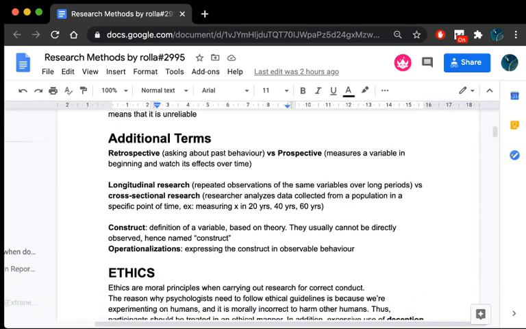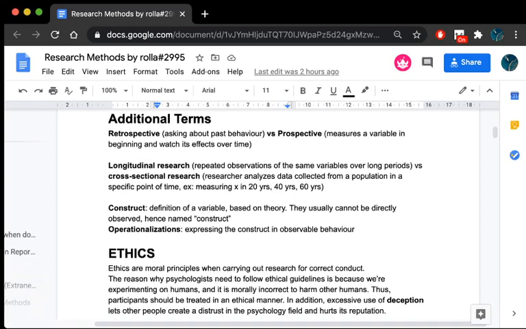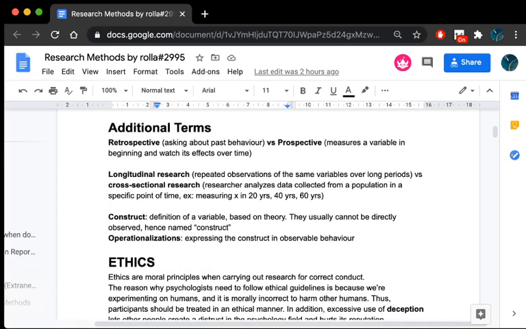Okay, some additional terms you need to know. So retrospective versus prospective. I think this relates to interviews. Retrospective is asking about past behavior, while prospective measures a variable in the beginning and watches its effects over time. I don't think you have to note these very well, just review to familiarize yourself with these terms, because sometimes they may be used in studies, but if it's not used in studies, then you don't really have to know.